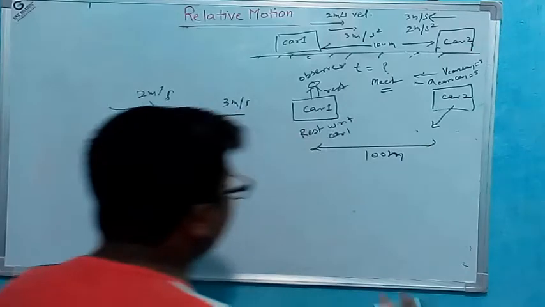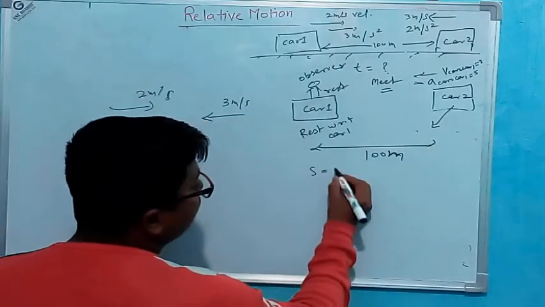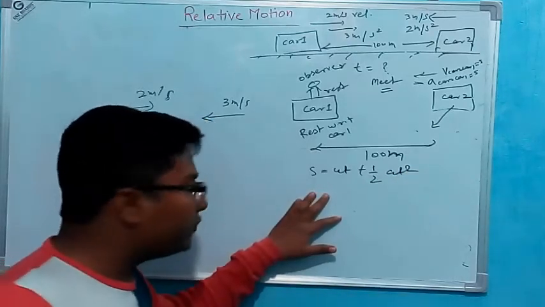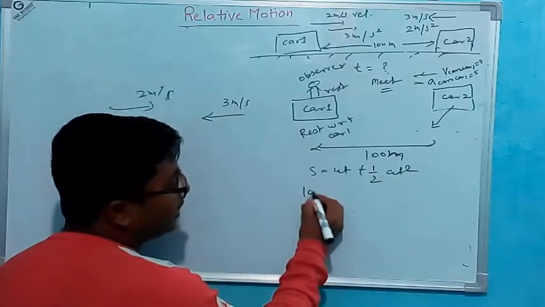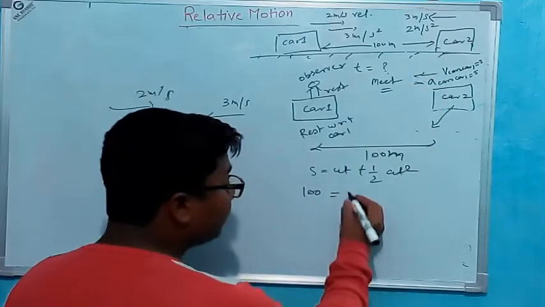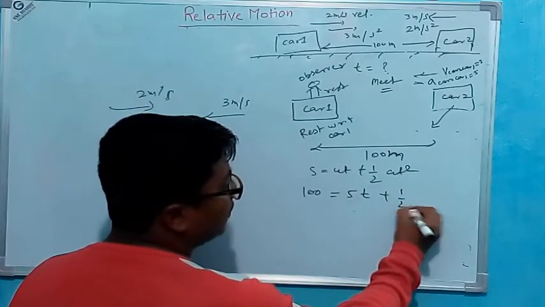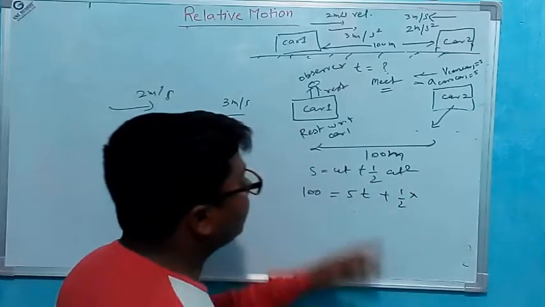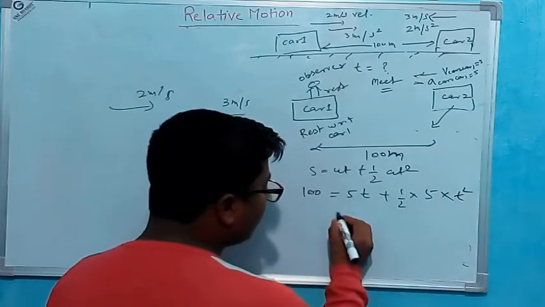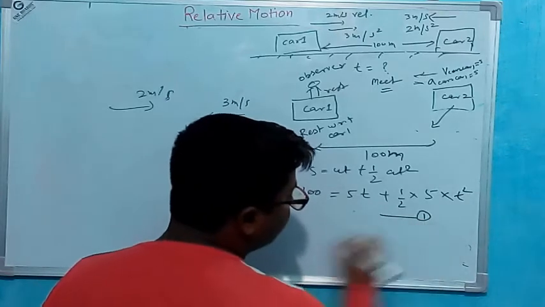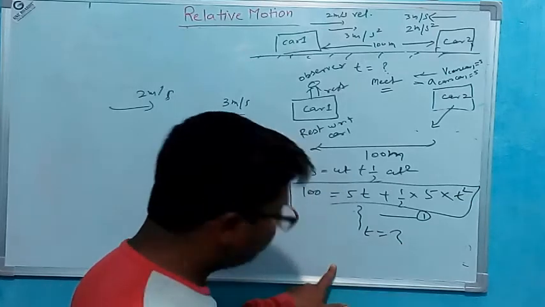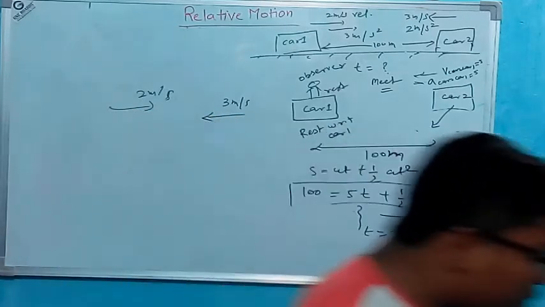Then we can solve it easily. S is equal to ut plus half at square. This is the equation of motion we can use here, and S is 100, and u is this one, 5t plus half, and a is 5, and t square. Okay, the first equation we can solve easily for time from here.